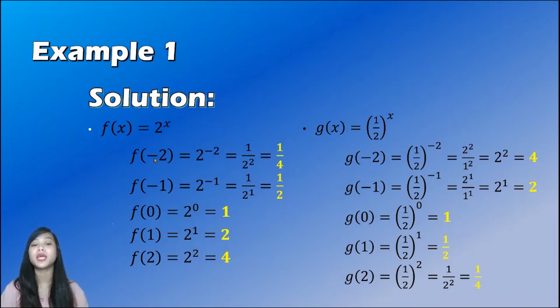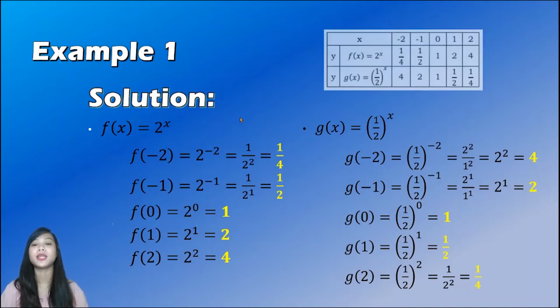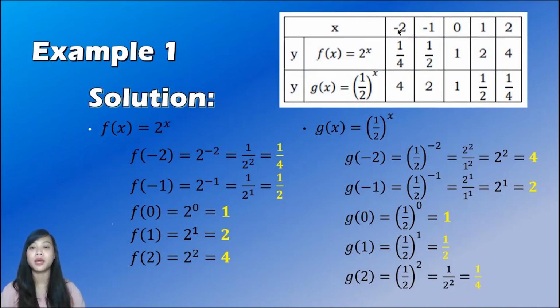So for the table of values, we need to get these ordered pairs. So we have negative 2 as your x, and then 1/4 as your y, or your f of x. So we can write it in this table. We have negative 2 as your x, then 1/4, then negative 1, we have 1/2, 0, we have 1, then 1 we have 2, then 2 we have 4 as your y. So for our g of x, we have 4, 2, 1, 1/2, and 1/4.